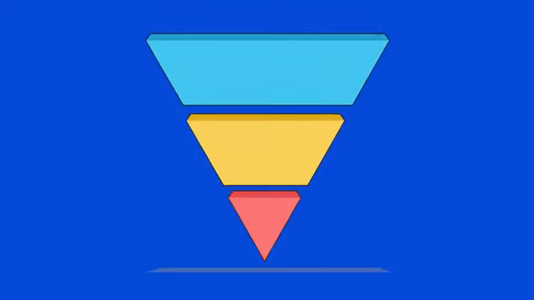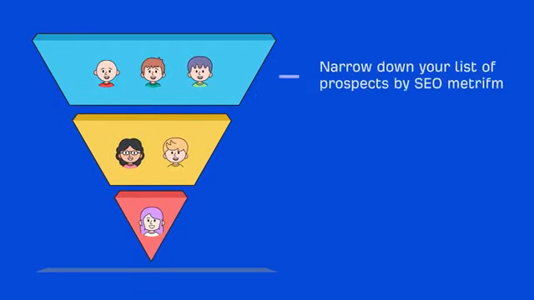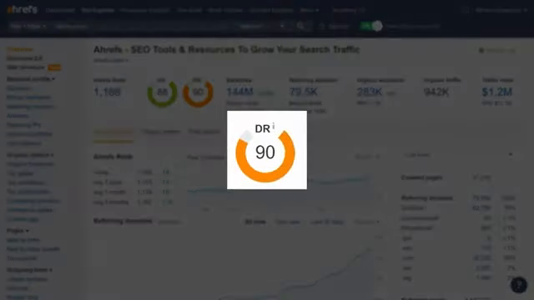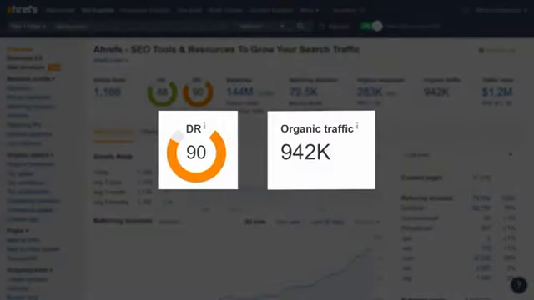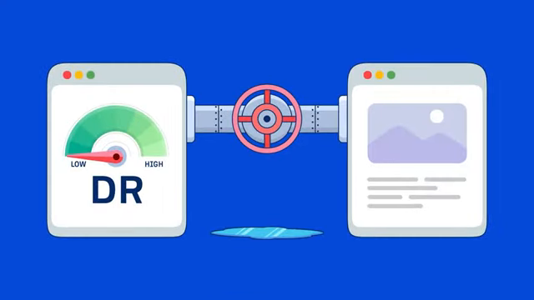So when you're vetting prospects using the methods I taught in the last module, there are 3 steps you can do. I like to look at them in levels depending on the size of the prospect list. Level 1 is to narrow down your list of prospects by SEO metrics. 2 common metrics people often use are domain rating and domain level website traffic. Domain rating basically tells us whether a site has followed links across their domain. And this is important to some people because if a website has low authority, then chances are you won't get much page rank by getting a link from a page on their site.